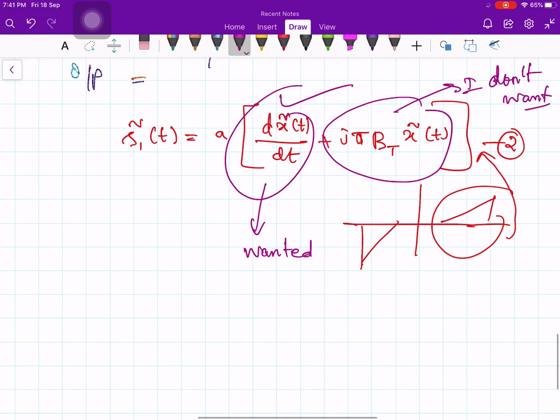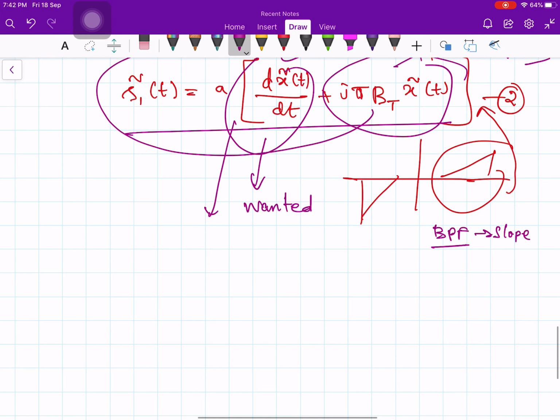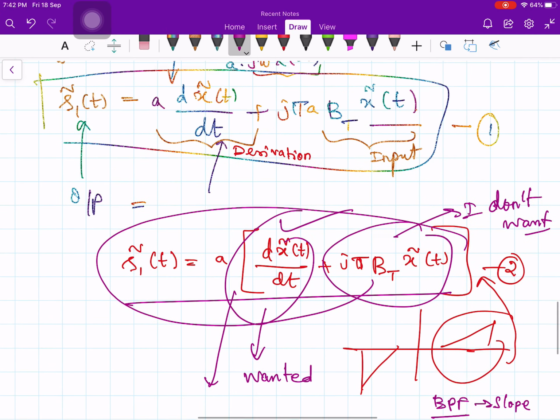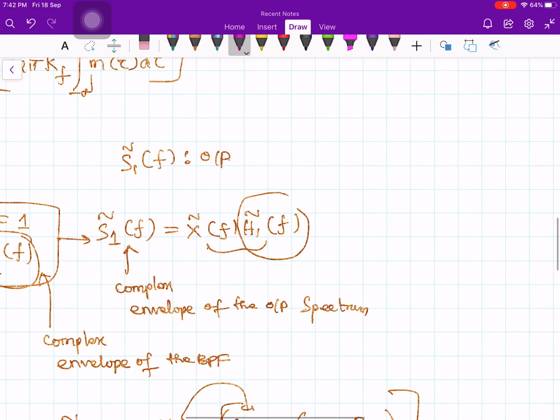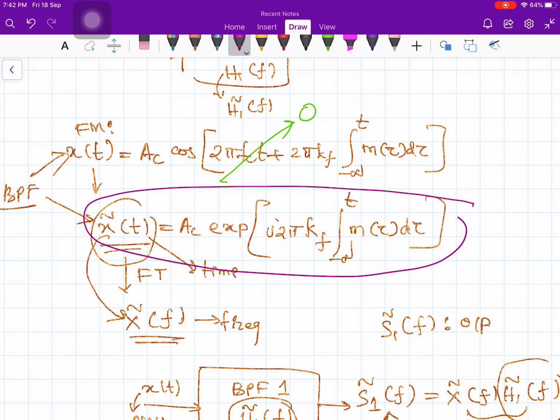So this is my bandpass filter. I am taking this bandpass filter as a slope circuit because I am considering only a linear range. Once you write it down mathematically, you get an equation like this, and from this you can say there are two terms. The first one is differentiation of the input signal, that is what we want, plus we are getting one more term, a bonus term, that we don't want, some additive component. Now let us substitute for x tilde of t. What is x tilde of t? If you go back, that is the complex envelope of your frequency modulated signal. It is here. This is your x tilde of t.